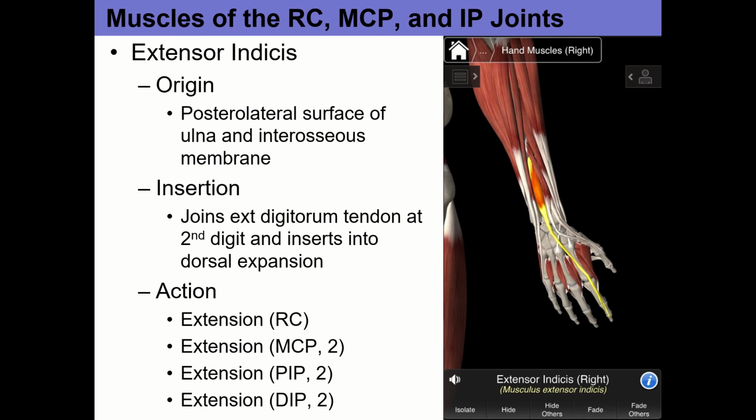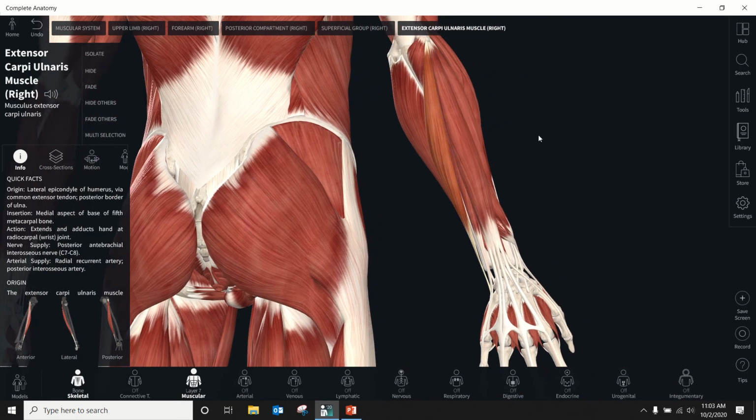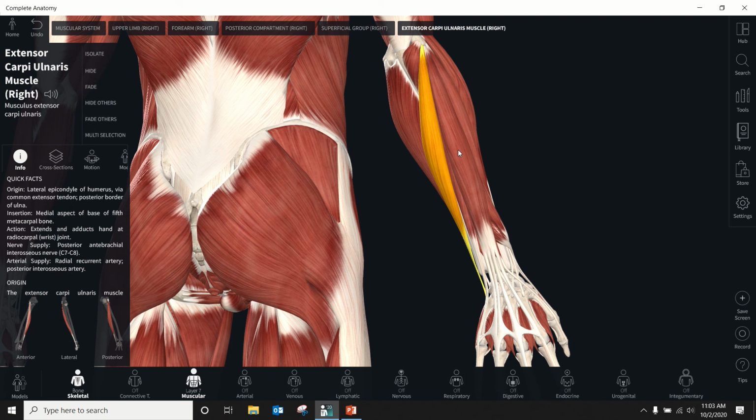All right, so we'll come back to that in a second. What I want to do is show you how to find extensor indicis real quick, and then I'll do my little case study thing.